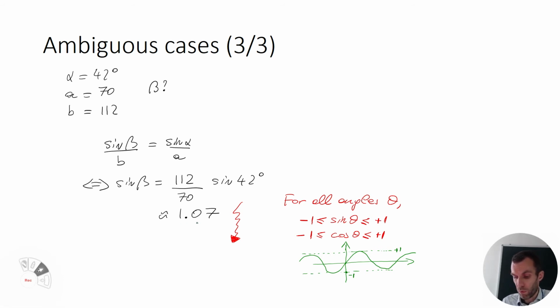So if you find a sine that's bigger than 1, you can stop right there, because there's no physical beta that will correspond to that. So in this case, we have no solutions. This triangle does not exist.